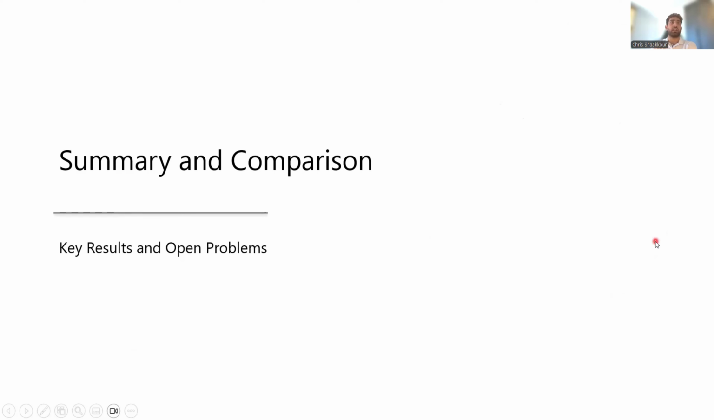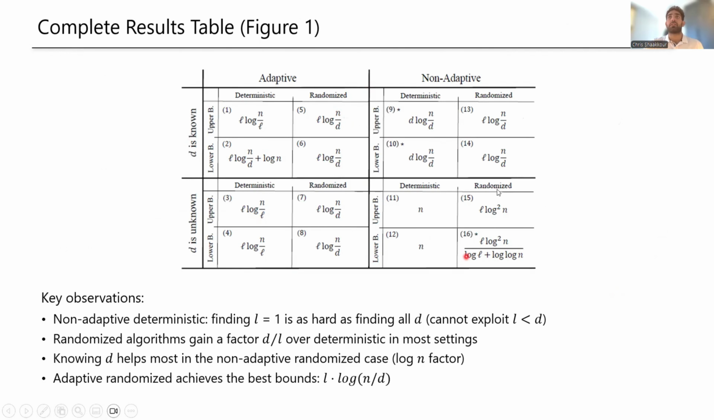So let's go over the summary and compare the results. This is the table of detecting L defective items out of D defective items. So let's take a look first of all at the adaptive results. We can see that on the adaptive randomized, the upper and lower bound are the same, which is L log n divided by D. And if we look at the upper bound between deterministic and randomized, which is result 1 and 5, we can see that there is a factor of L divided by D on the log n in the test complexity.